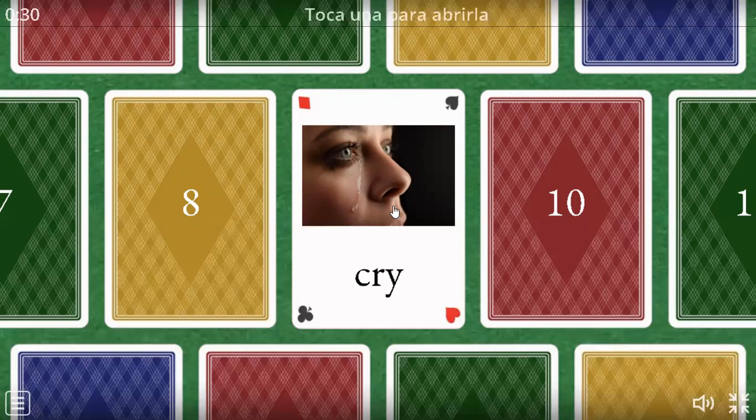How often does she cry? If she says annually, what does it mean? One time. Once a year. So basically she never cries, right? Maybe only once a year. Very good. Okay, and you guys, how often do you cry?